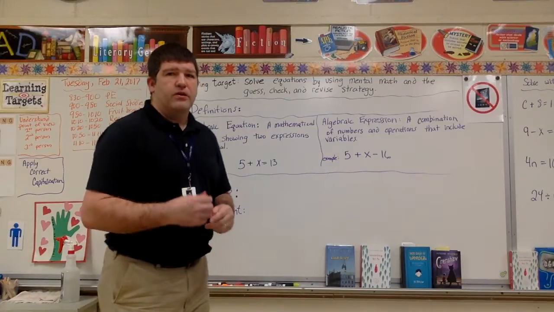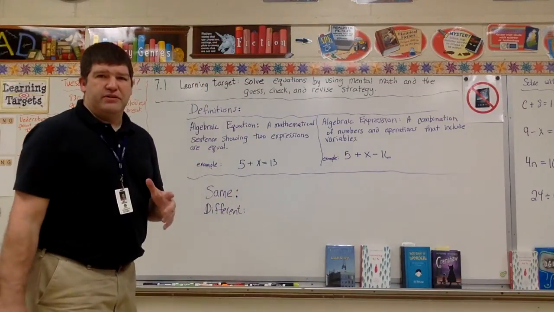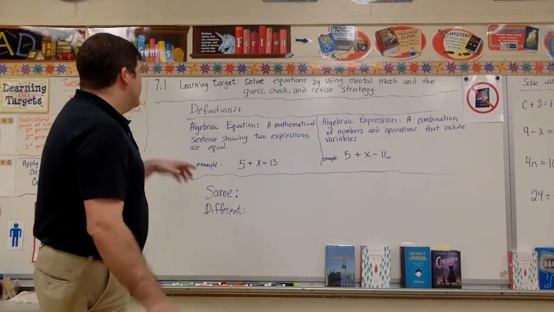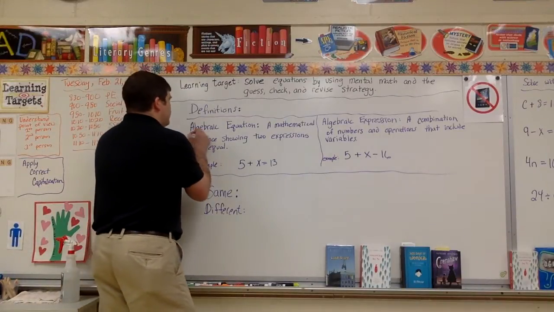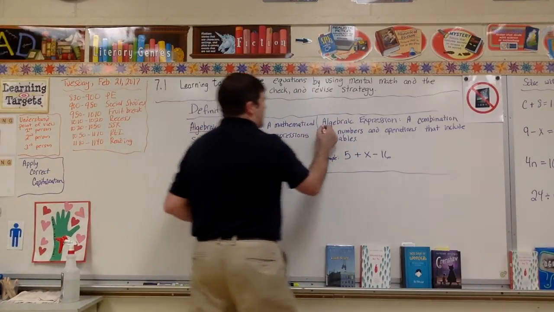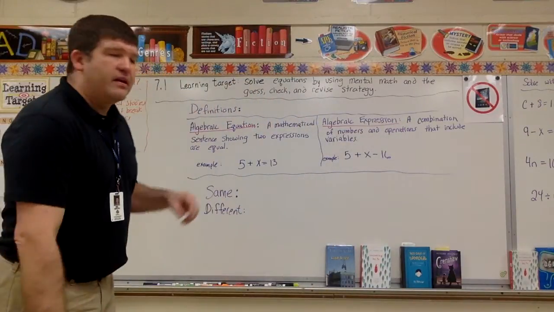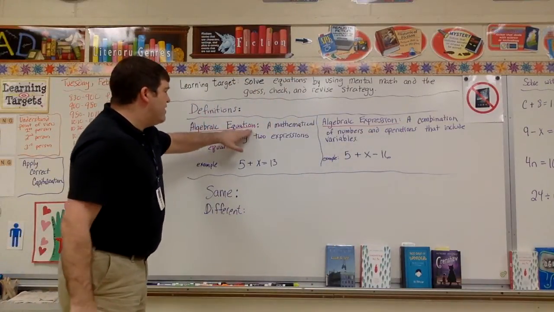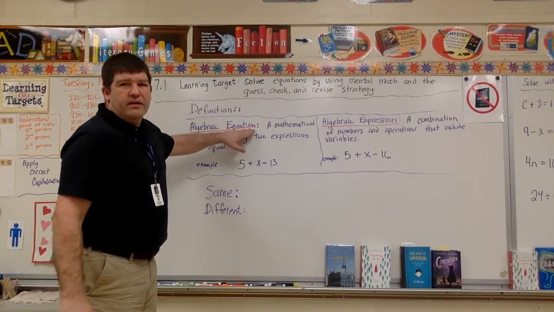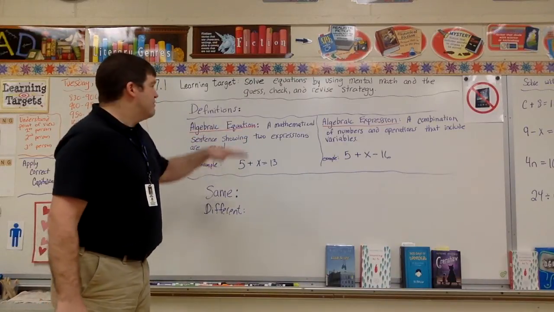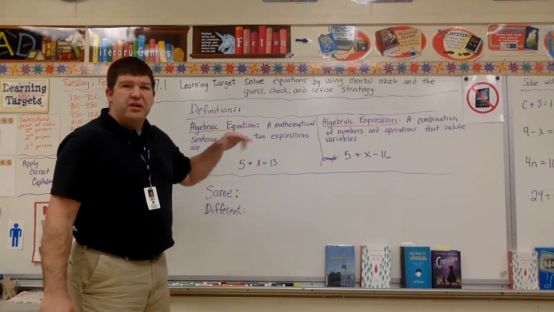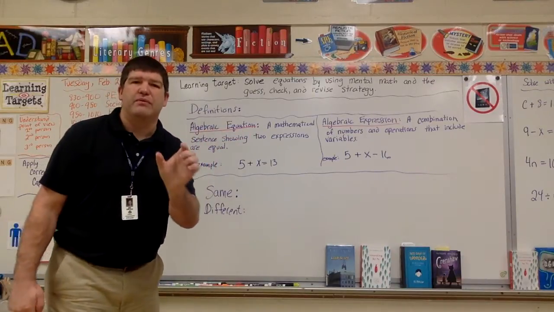All right? So first of all, we need to do some definitions. You have to know these definitions. You have an algebraic equation and an algebraic expression. All right, an equation is this. Whenever I hear equation, I think of the word equal. So if I'm going to do an algebraic equation, I'm probably going to see something with an equal sign.